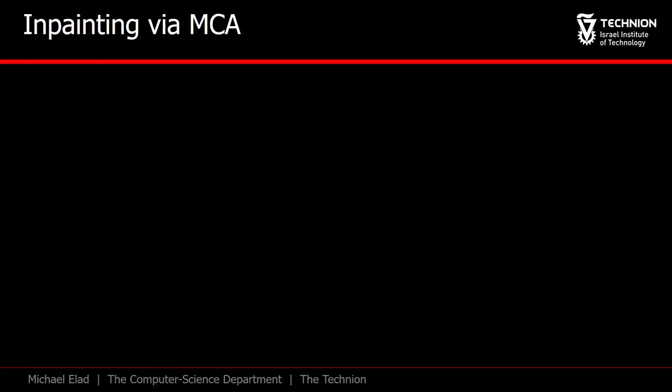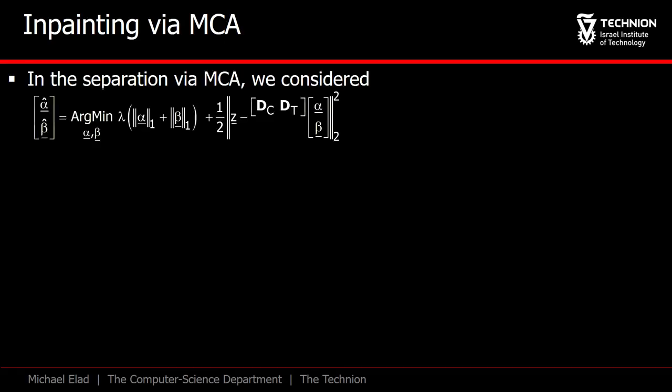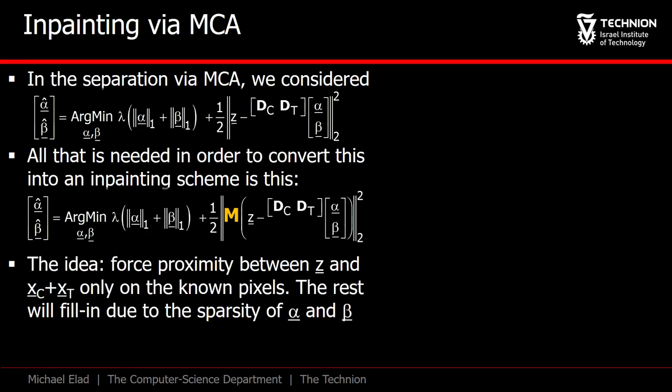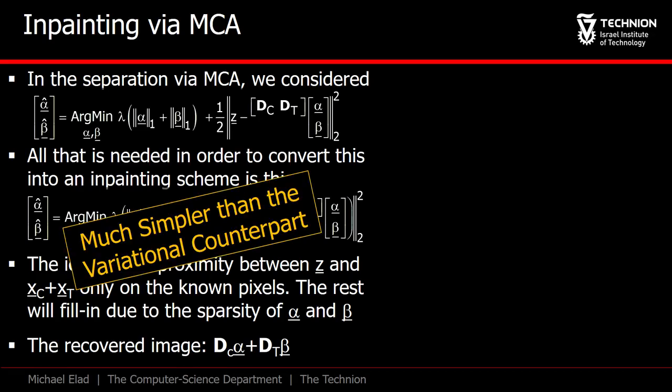So how can we bring this concept into the separation? Here is our separation optimization problem, and now all that needs to be done is to insert the mask operator as shown here. The idea is that we should force proximity between the image Z and the sum of the decompositions only in the known pixels, while disregarding the missing ones. The sparsity over alpha and beta should lead us to the completion. Once this problem is solved, Dc times alpha plus Dt times beta is the inpainted result.